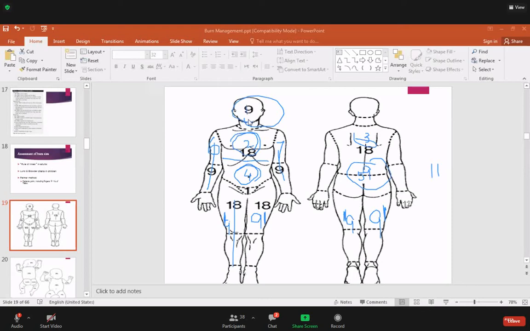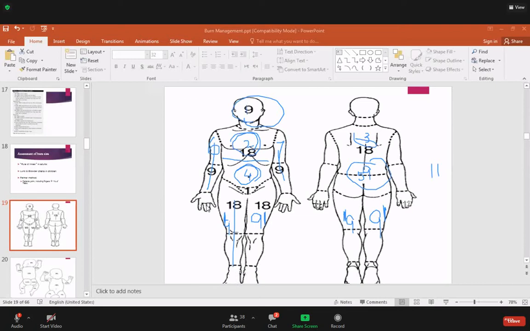These are the head and neck 1, anterior part of the chest 2, posterior part of the chest or the back of the chest 3, anterior abdomen 4, back of the abdomen 5, right upper limb 6, left upper limb 7, anterior half of the right lower limb 8, posterior half of the right lower limb 9, anterior half of the left lower limb 10, and posterior half of the left lower limb 11. So these are the 11 areas.